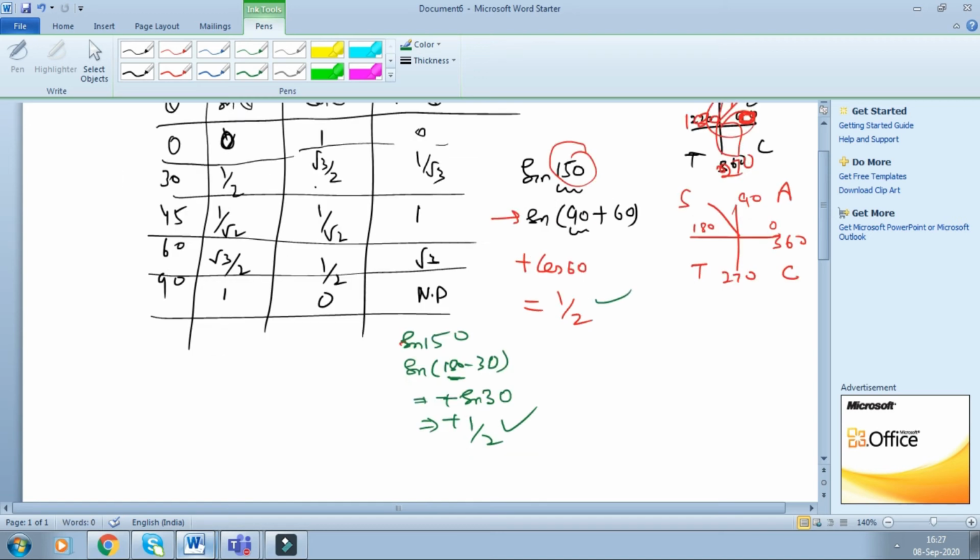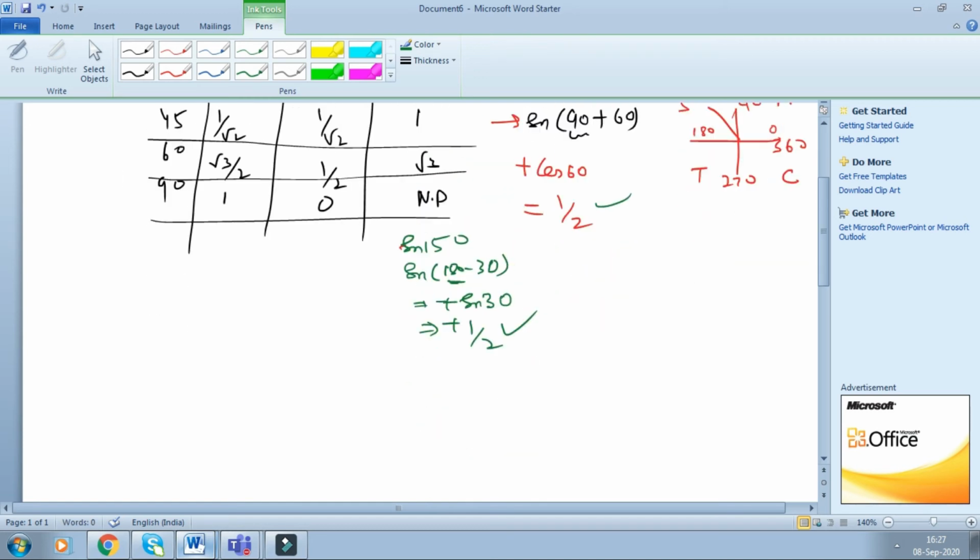Let me quickly do one more example for you so that you can understand it better. Like sine 330. Let us suppose this is the question. Again we have to draw this.